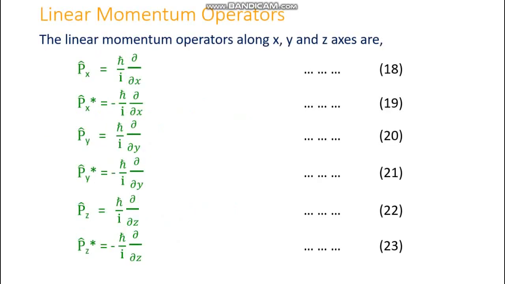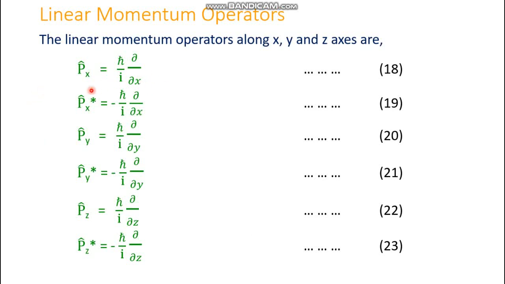Now the linear momentum operators. We have already obtained the expressions of the linear momentum operator during discussion of the postulates of quantum mechanics. It was postulate number 6 where we determined the Hamiltonian operator, and during that determination we obtained equation number 18 to equation number 23, where the corresponding operators of linear momentum and their complex conjugates were obtained like this.